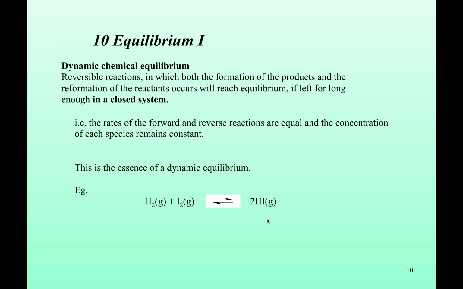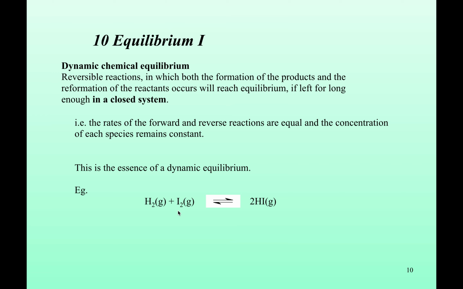Look at the example here. If we started with just hydrogen and iodine, notice that they're both gaseous, so we're going to have to do this at a relatively high temperature. Why? Because iodine is a solid at room temperature, isn't it? And it's a purple vapor when we heat it, so it would be a purple gas if the temperature is high enough.